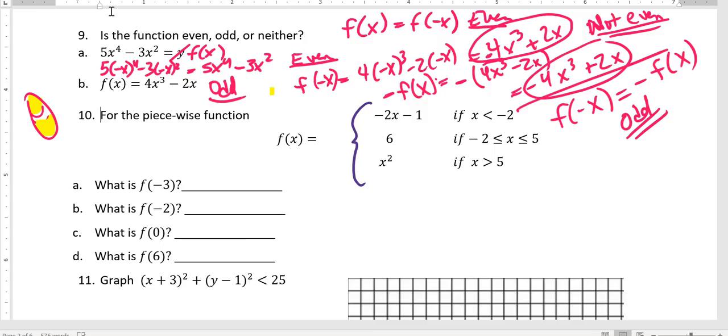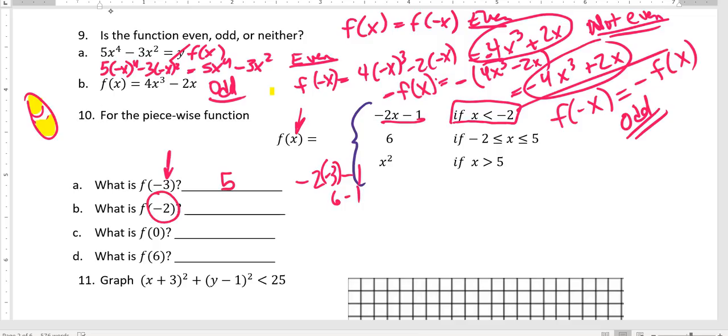Number 10, for the piecewise function. Remember, a piecewise function is just 3 little functions on the same graph. So the trick is knowing which piece to use. This is not hard. We know that x is our input. So we look at our input for each of these. When it's negative 3, it's going to fall under this one. x is less than negative 2. So we're going to use this equation, negative 2x minus 1. But in place of x, I'm going to write negative 3. So 6 minus 1 is going to be 5.